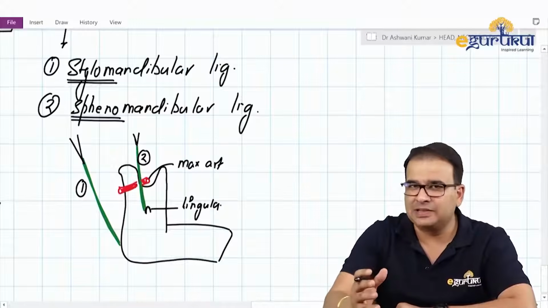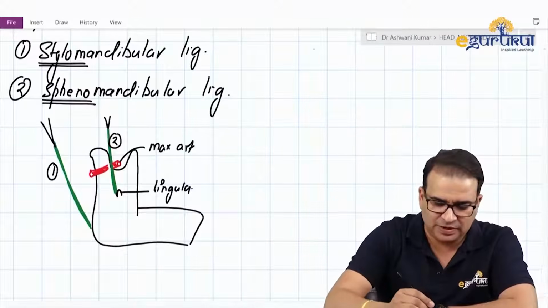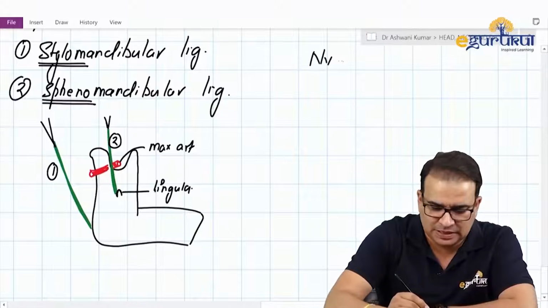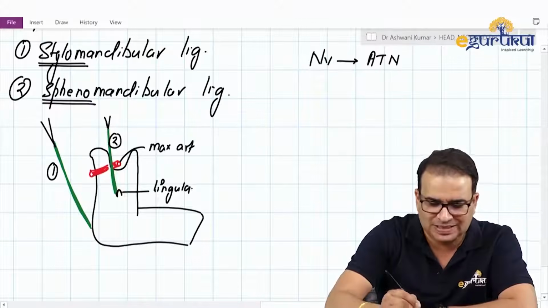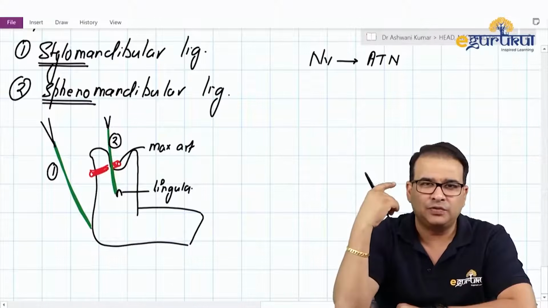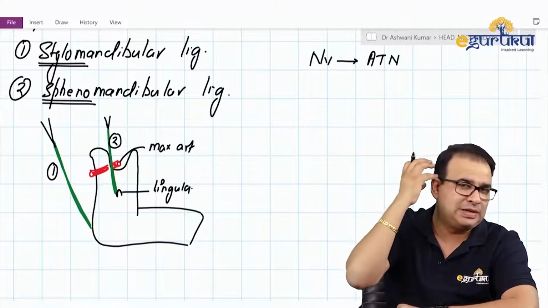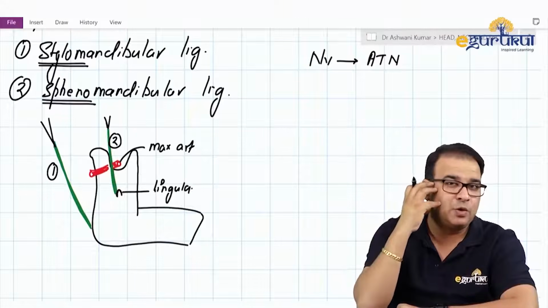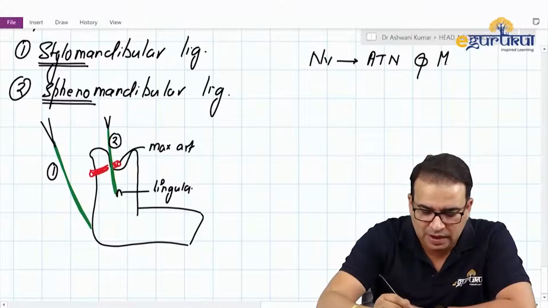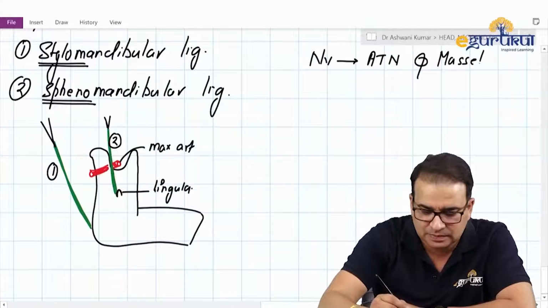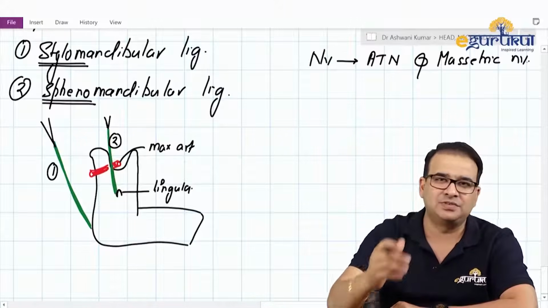Before we go to the muscles and the movement part, what is the nerve supply and the blood supply of the TMJ, guys? It's pretty simple. Nerve supply of the TMJ: one is the auriculotemporal nerve, which we discussed in the mandibular nerve. A branch of the mandibular nerve called the auriculotemporal nerve supplies the skin of the auricle and temple region. It supplies the parotid gland and the TMJ also. So one nerve is the auriculotemporal nerve, and even the masseteric nerve supplies it, the nerve supplying the masseter muscle.